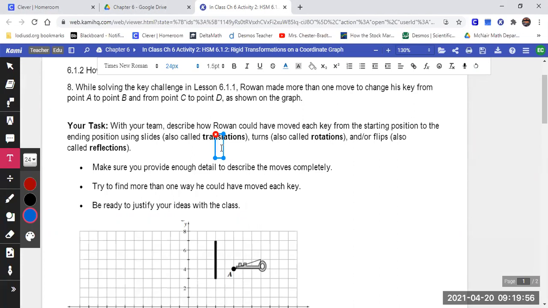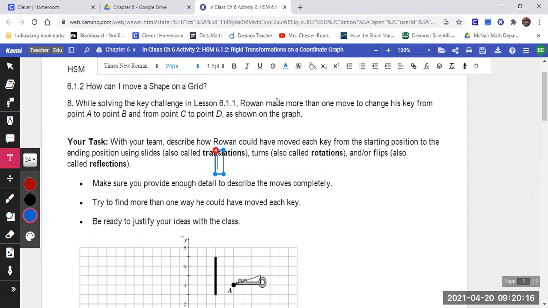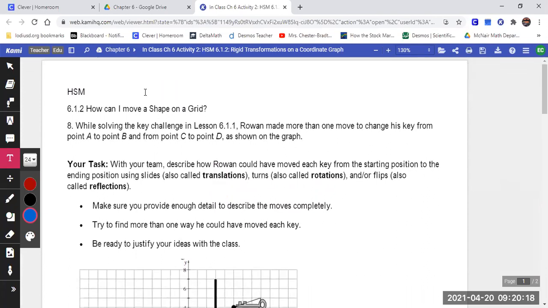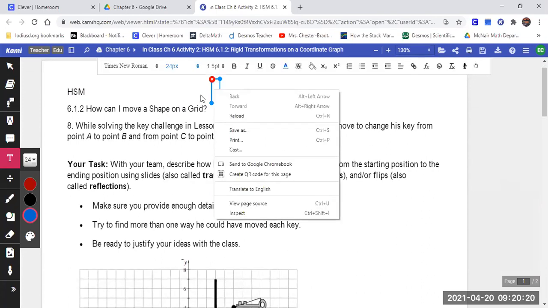Remember, we can reflect left to right, which we care about what the X is, or we can flip top to bottom, which we care about the Y. And what's the correct way to say slide? Translate. Okay.